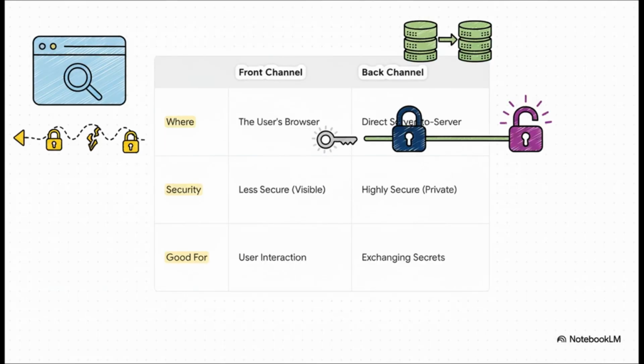Now this brings us to an absolutely crucial idea. Everything we've seen so far happened on what's called the front channel. Think of it as a public space. It's your browser. It's great for you to interact with things, but it's not super secure. The really sensitive transaction is about to happen in private, on what we call the back channel.